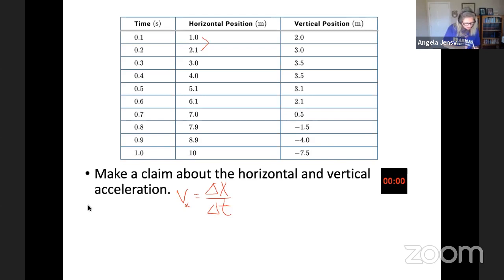So the change there is 1.1. Oh, that's ugly. Let's try that again. 1.1. The change here is 0.9. Change 1, 1.1, 1, 0.9, 0.9, 1, and 1.1. We did that without a calculator. We don't need it.